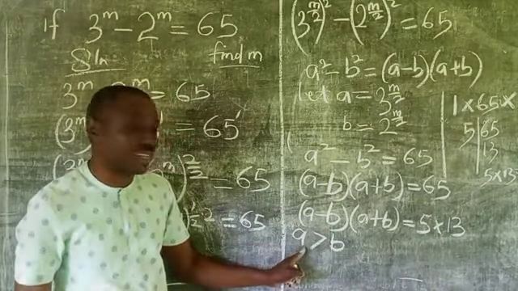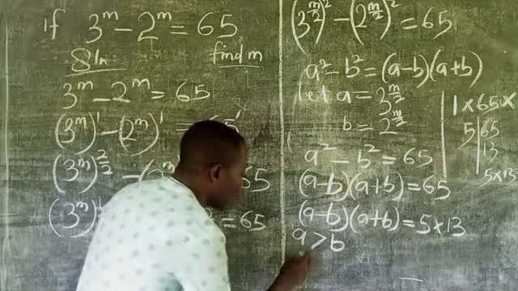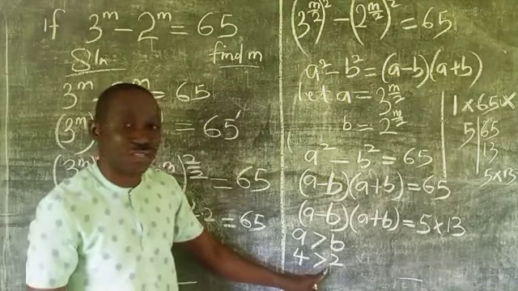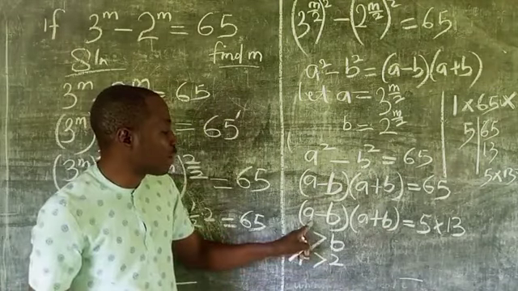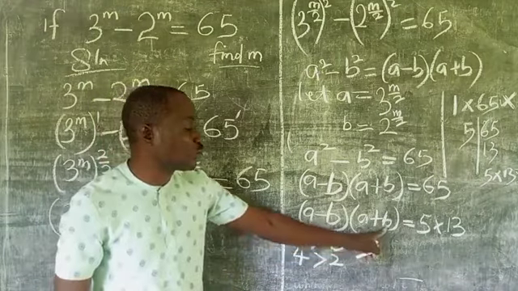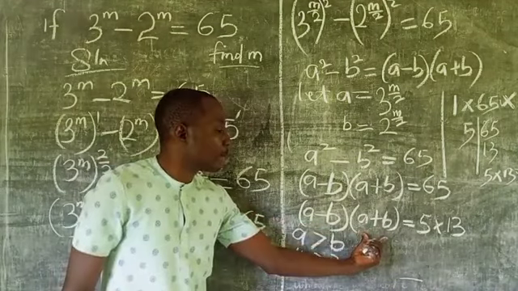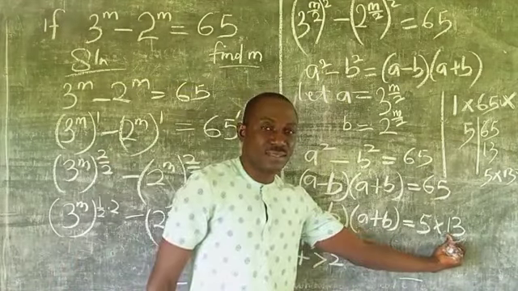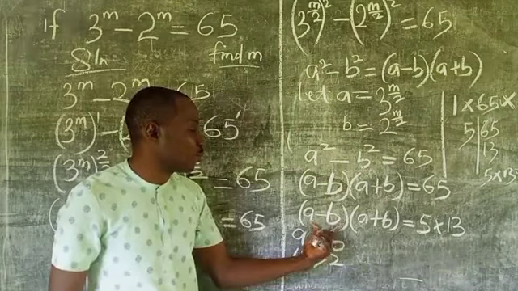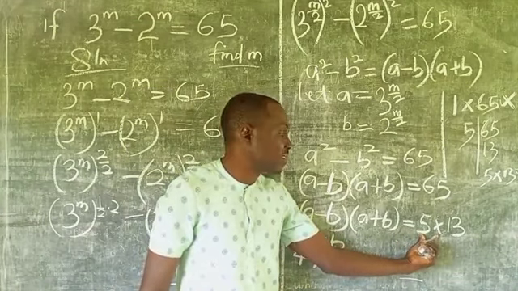Assuming, since we agree, let's assume A is 4 and B is 2. If A is 4, it's definitely greater than B, which is 2, for example. 4 minus 2 will be 2, but 4 plus 2 will be 6. And this means that this time we take this bigger one, that's why I'm doing this explanation, and this other one we take the smaller part of the 65, which is in this case the 5.